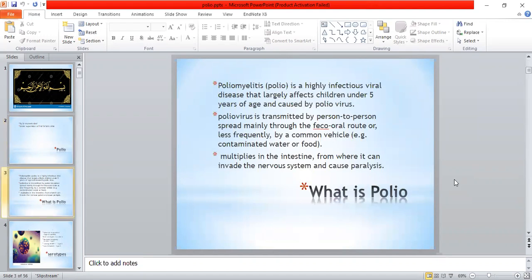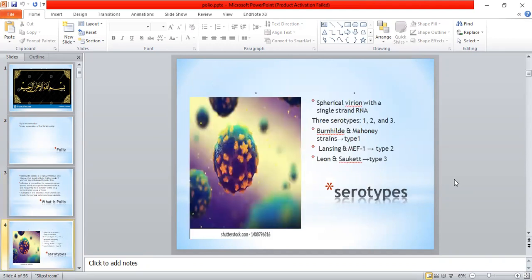Polio, or poliomyelitis, is a highly infectious viral disease that largely affects children under 5 years of age and is caused by the polio virus. Polio virus is transmitted from person to person, and it spreads mainly through the fecal route or, less frequently, by a common vehicle such as contaminated water or food. It multiplies in the intestine, from where it can invade the nervous system and cause paralysis.